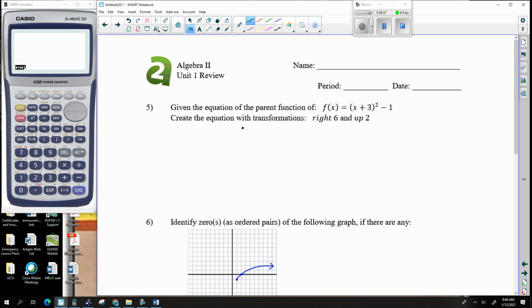Okay, here they start us off with f of x being (x + 3)² − 1. And what do they want us to do? They want us to move that right 6 and up 2. So right 6 is going to be a minus 6 in with the x. So x is a left-right kind of idea.